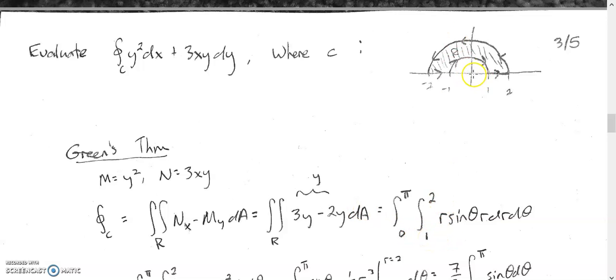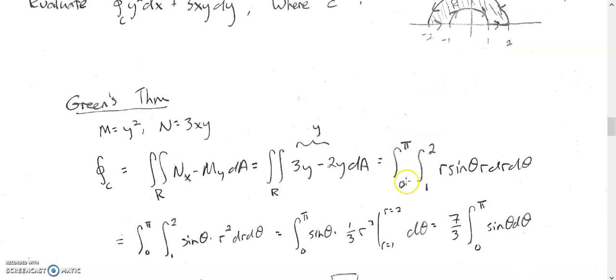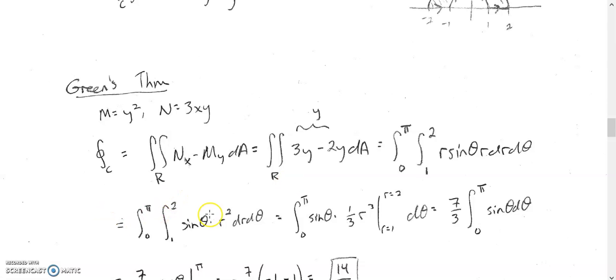My r's go from 1 to 2. That takes me from this spot to that spot. And then I'm going to span that gap from 1 to 2 on the radius from theta equals 0 all the way around to theta equals pi. From there, I simplify a little bit, just getting the sine out of the way. I'm going to do my r integration first. r squared comes from this r times that r. That integrates to 1/3 r cubed, evaluated from r equals 1 to 2, which gives me 7/3.